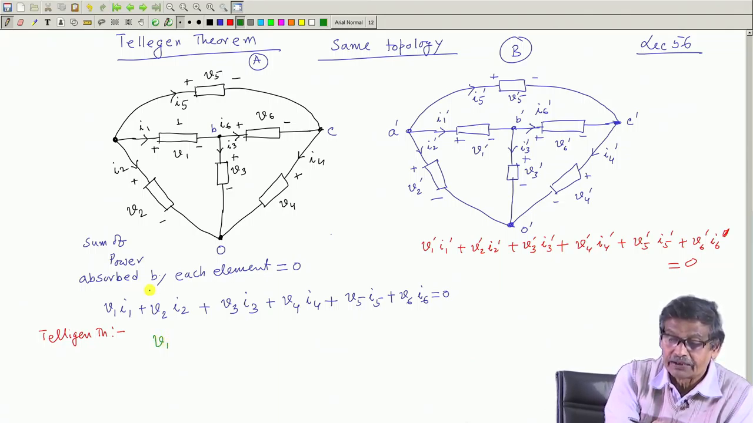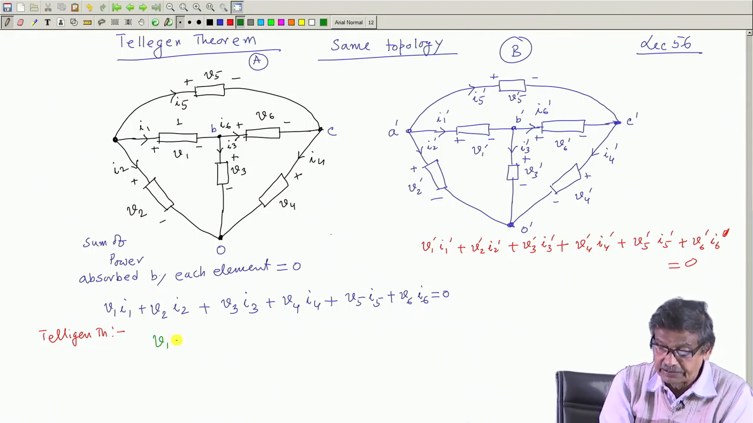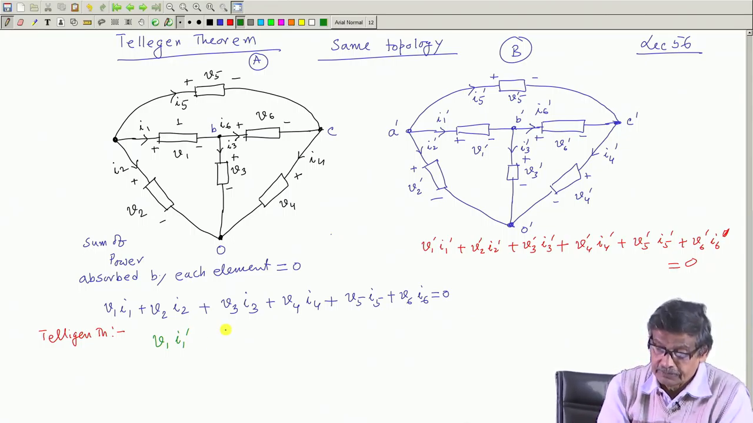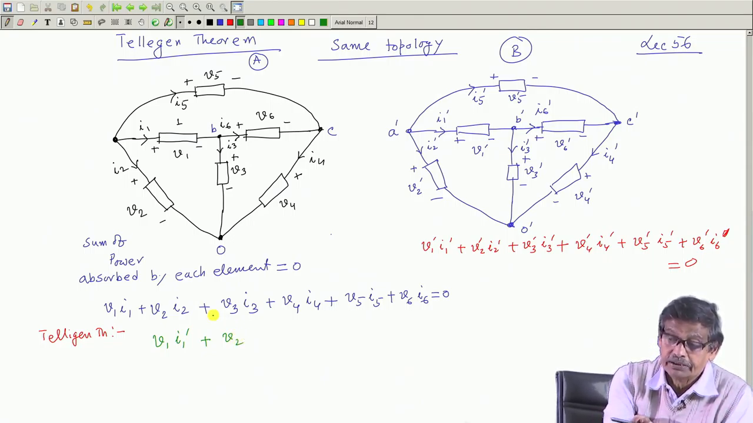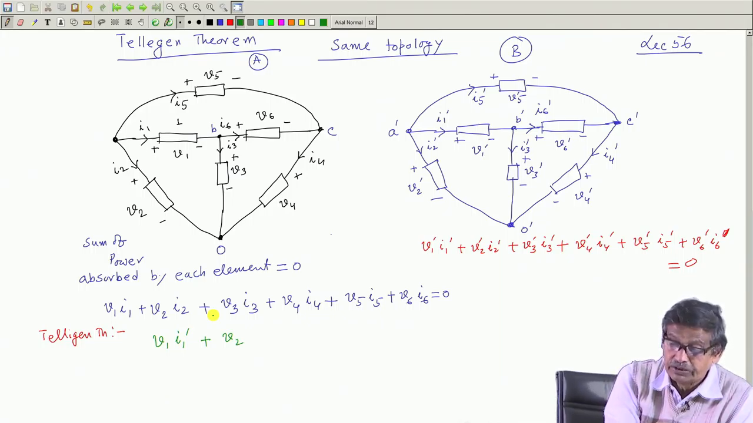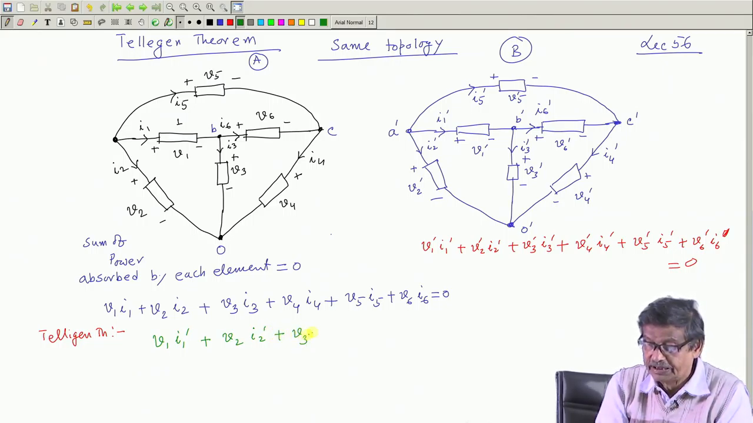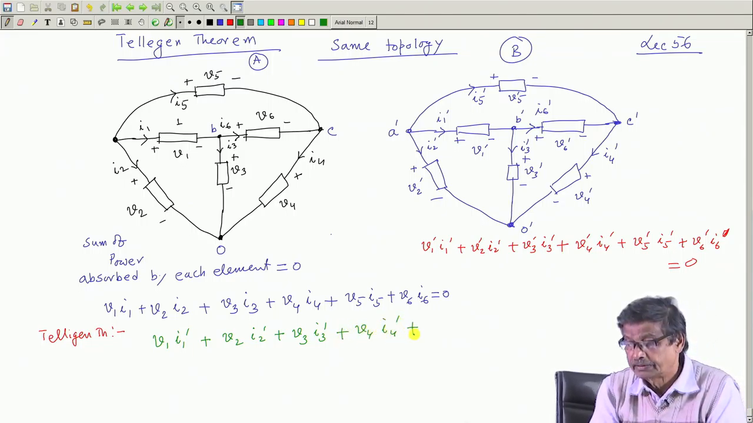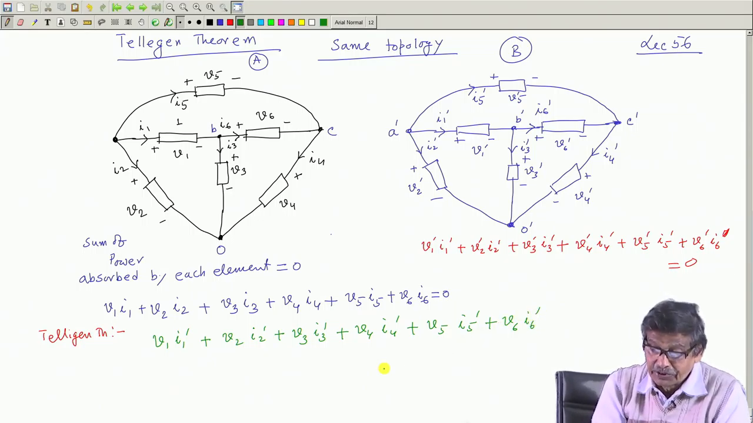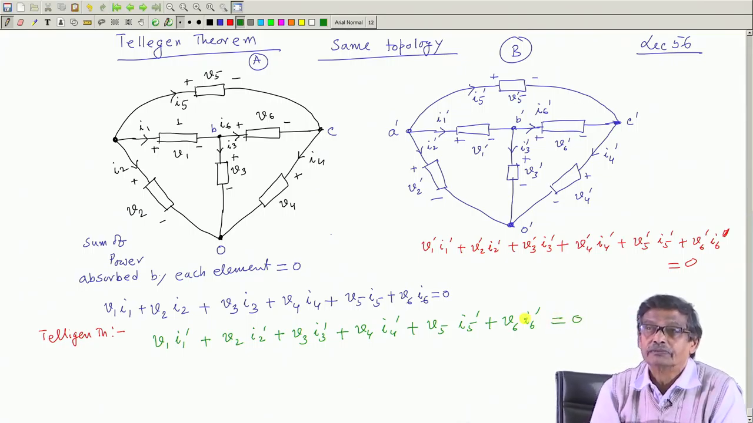Voltage of this network across element 1 multiplied with current I1 dashed, same element, element number 1 of the second network, plus voltage of this network across element 2, that is V2, I will not multiply with I2, but will multiply with I2 dashed, and so on, V3 I3 dashed plus V4 I4 dashed plus V5 I5 dashed plus V6 I6 dashed. And Tellegen's theorem tells that this will be equal to 0.